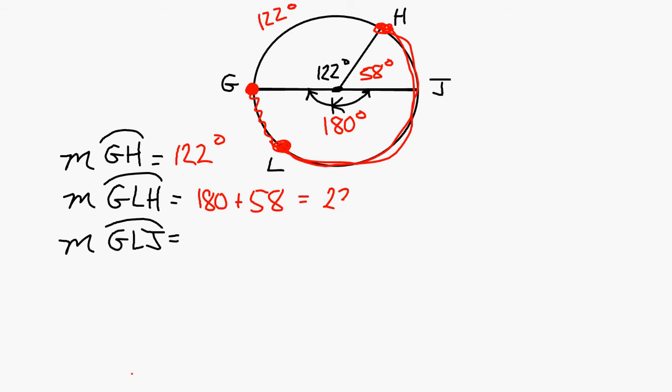The last question in this picture is the measure of GLJ, starting at G, going through L, and ending over here at J. It's this angle right here. It's a semicircle, and its measure is the same as its central angle, which is 180 degrees. Does that make sense to you? Does anybody need to see another example? Ready to just do a few practice problems? Alright.